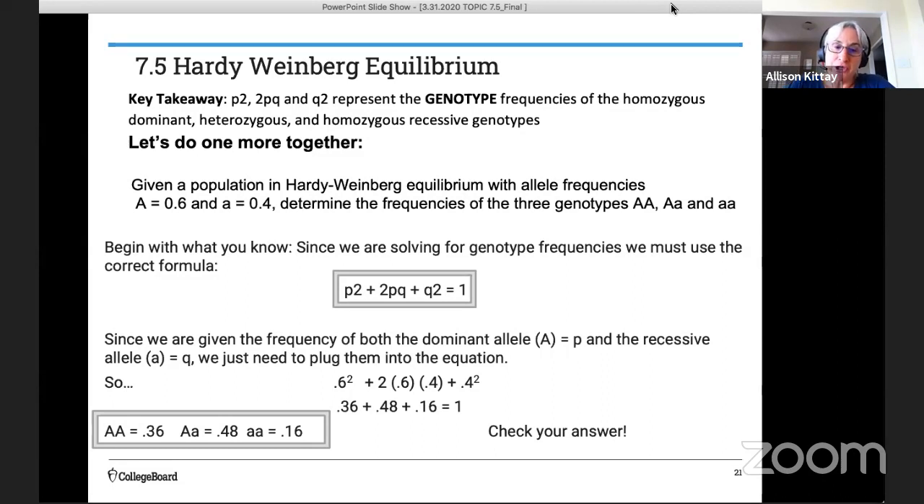So our genotype frequencies are 0.36 for homozygous dominant, 0.48 for the heterozygote, and 0.16 for the homozygous recessive. And again, if you add those frequencies together, you get 1, or all of the genotypes in the population.